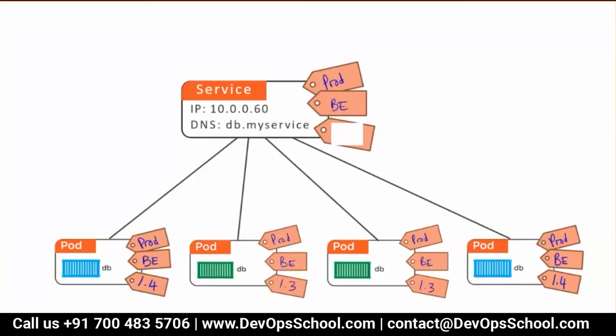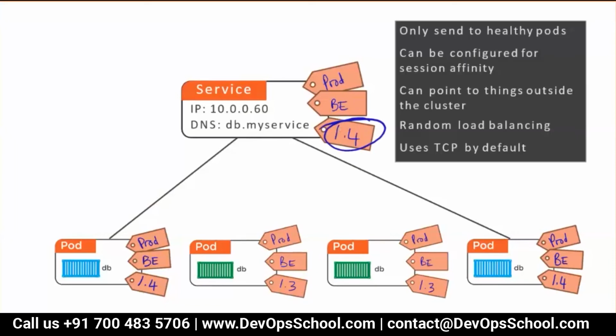So it's very important to understand that you should label the service and pod only with similar characteristics. Here it's a different version, so it's not good. So what we do in this case, we will add one more label 1.4 to the service, and then it will be perfectly fine.